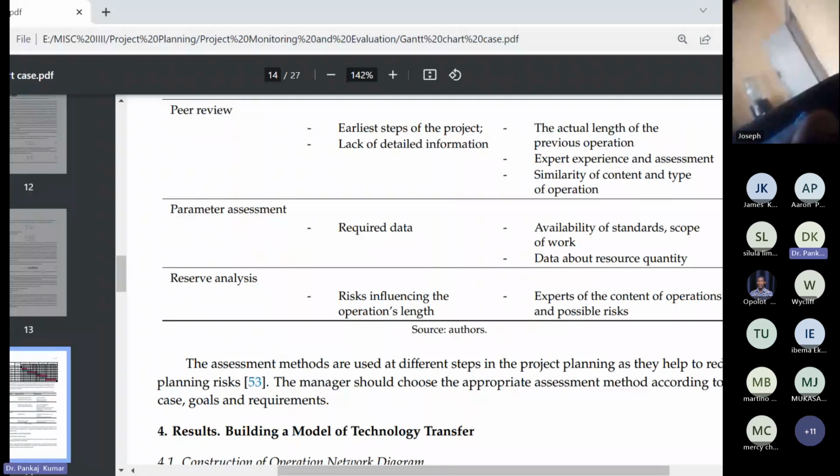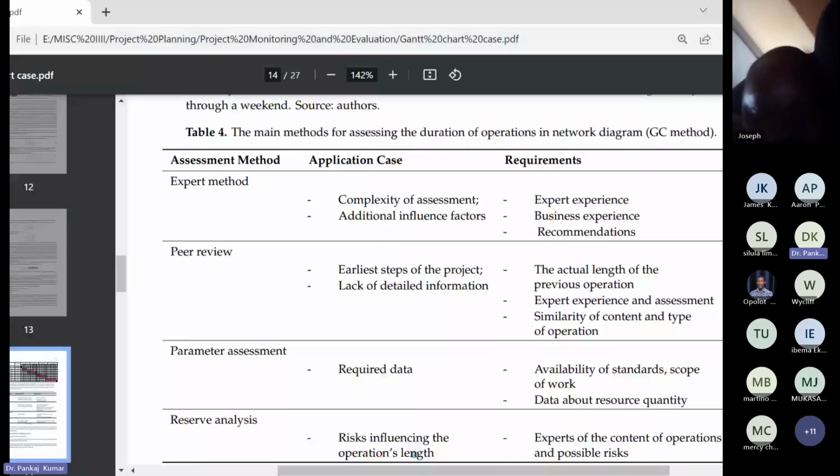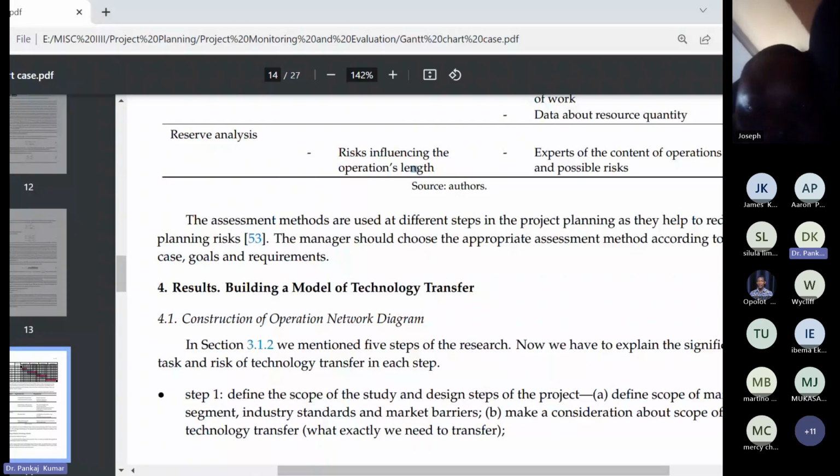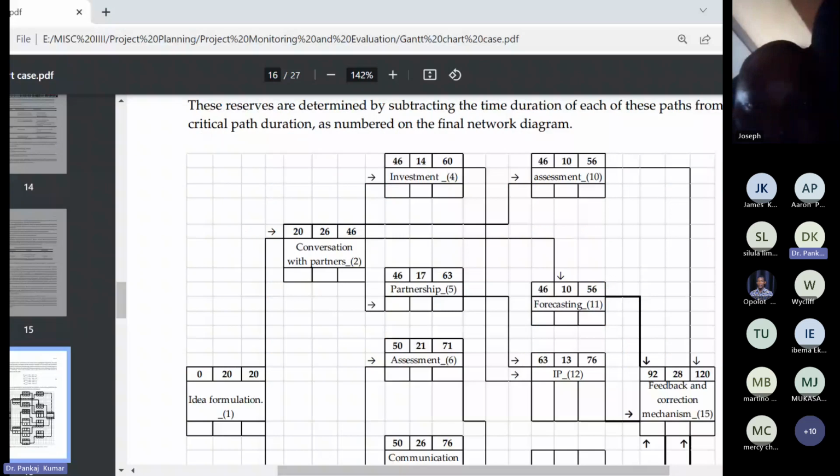Reserve analysis is a critical aspect of project risk management as it provides a safety net to address unforeseen challenges that may affect the duration or length of project operations. Properly managed reserves help ensure that the project can adapt to unexpected circumstances while still meeting its objectives. So these are the main methods for assessing the duration of operations in a network diagram, which we have seen in the Gantt chart method. So in your organization, also try to implement the Gantt chart method. It would be helpful for you.